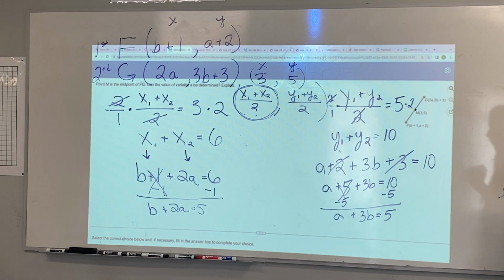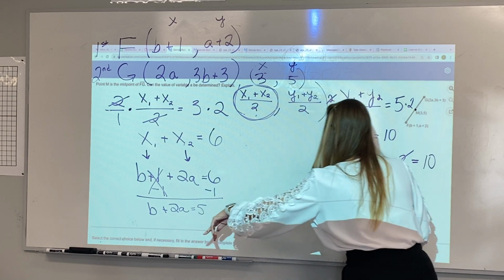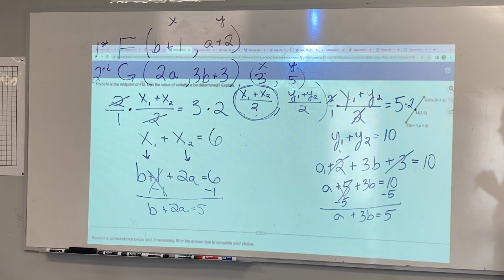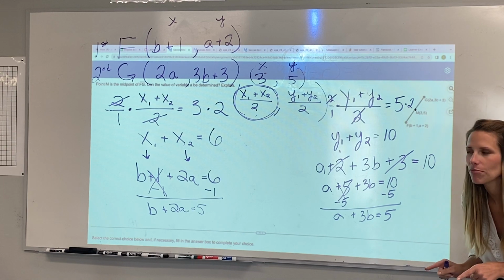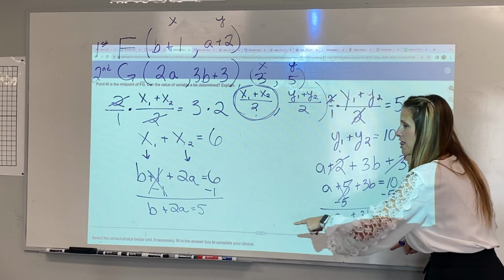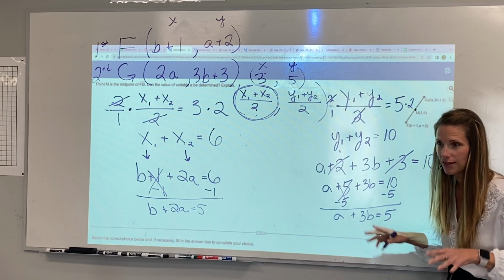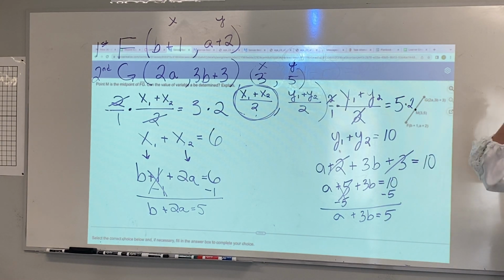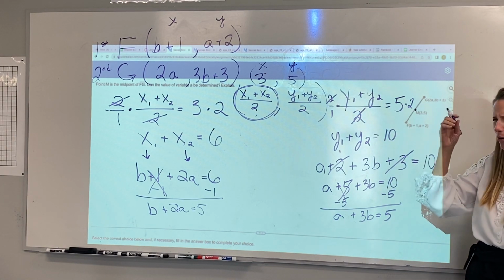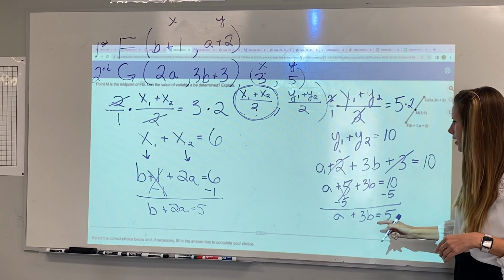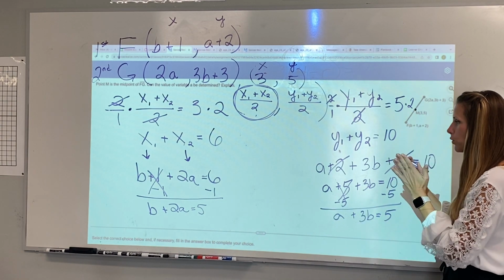What do you notice about this and this? They're different, but they both equal 5. If they both equal 5, what does that mean about them? They're the same. If they both equal 5, then they both equal each other. Wow. Hashtag math is cool. That's what you said when you were working it out on your own, I'm like, oh my gosh, I'm getting this. Okay, so if they both equal 5, they both equal each other.